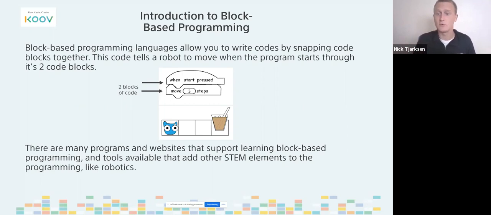Well, we need him to move. How many paces do we need him to move? We need him to move 3 paces. So we would go into our block-based code here. We would snap in this move blank steps code block, and then we'd click that bubble and type 3. Now, if it was 4, we would type 4, and those are variables that you can include, but that's essentially what it boils down to.